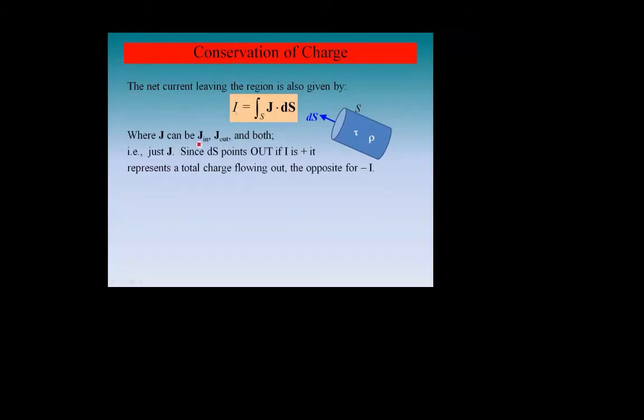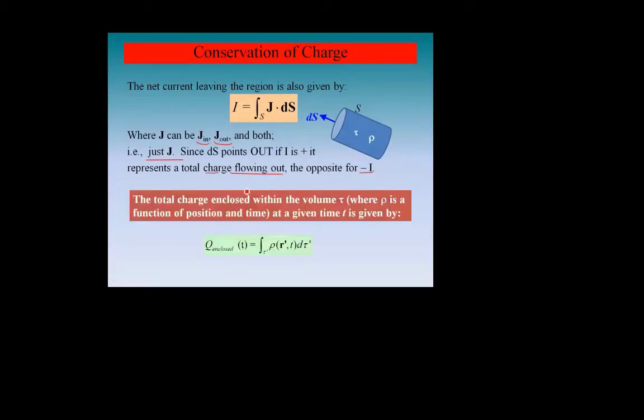Just remember that J could be J in, J out, or both. And so we just say J. Since ds points out, if I is positive, it represents a total charge flowing out, the opposite for minus I. The total charge enclosed within the volume tau, where rho is a function of position and time, at a time t is given by the following. So Q enclosed as a function of time will just be the volume integral of the charge density, integrating over the position r prime, actually d tau prime, and at time t.